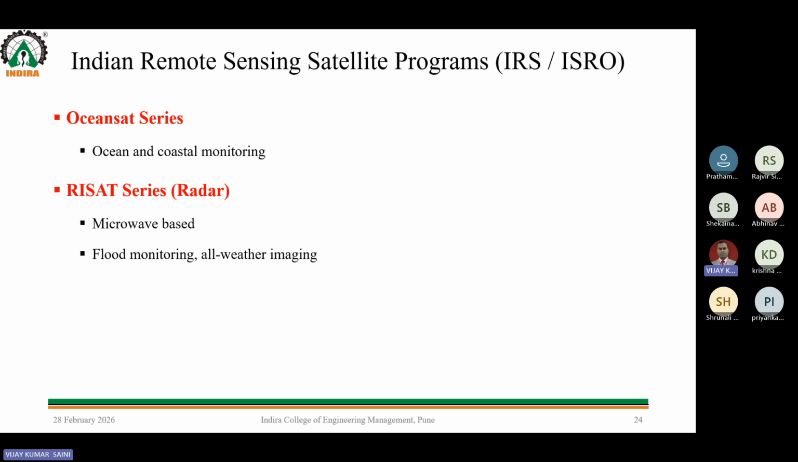basically this takes the data for that one. Last one in that category is the RISAT series, basically the radar, which is microwave based, and it helps in flood monitoring and all-weather imaging. So basically different satellites, different uses, and in that way we monitor the data. Now this is basically the Indian context.